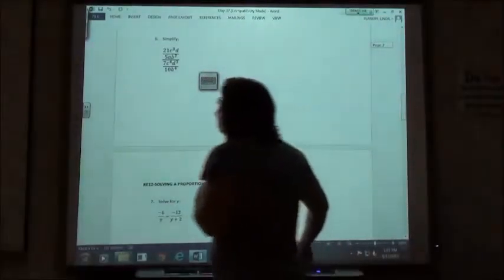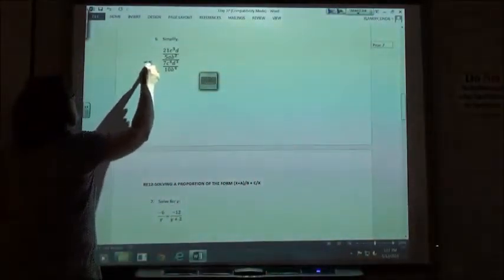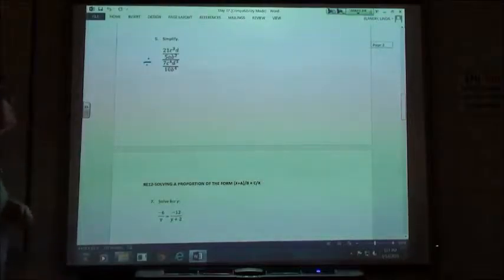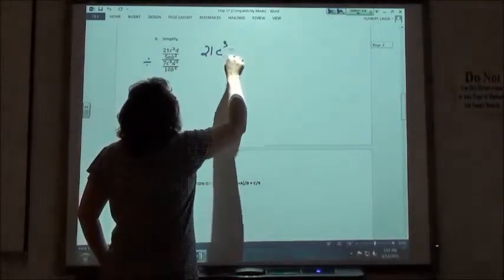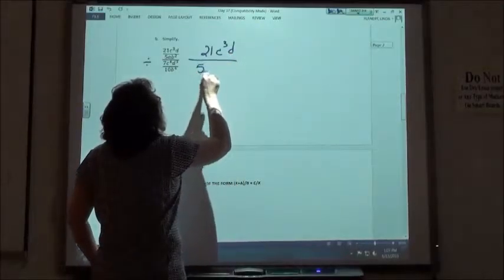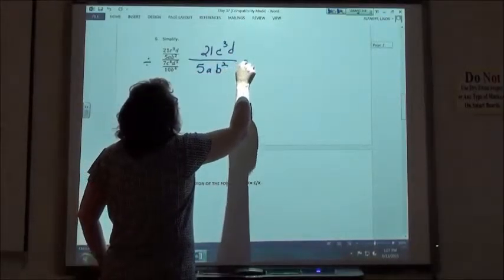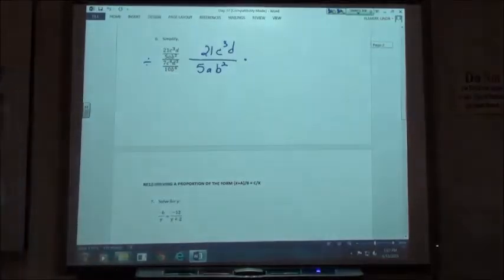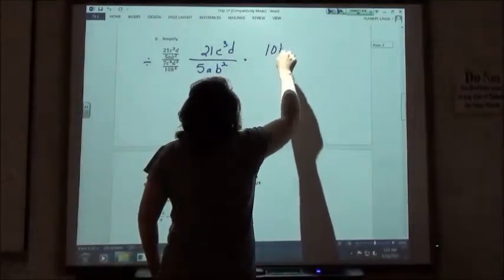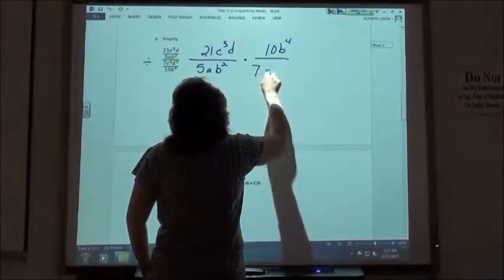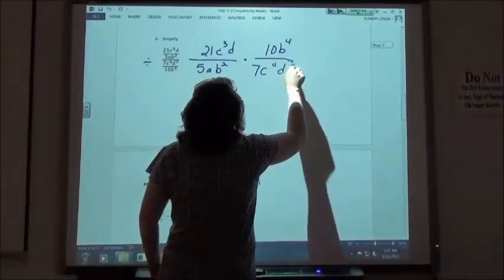So number 6, same kind of thing. I'm going to divide my two fractions, which means I need to invert and multiply. So 21c to the third d over 5ab squared times 10b to the fourth over 7c to the fourth d cubed.